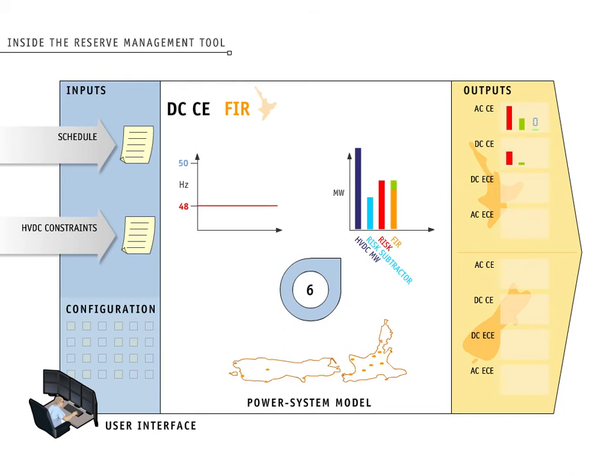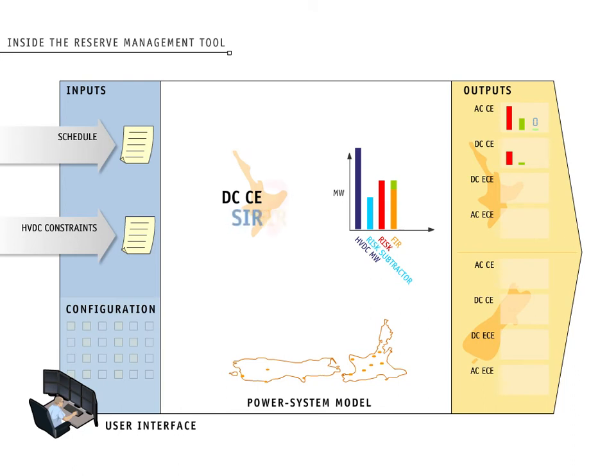We will now look at how the SIR is calculated for a DC contingent event. RMT converts the DCCE SIR required into the DC SIR NFR. It does this by subtracting the SIR required from the risk. Because the amount of SIR required is equal to the amount of risk, the SIR NFR is 0.